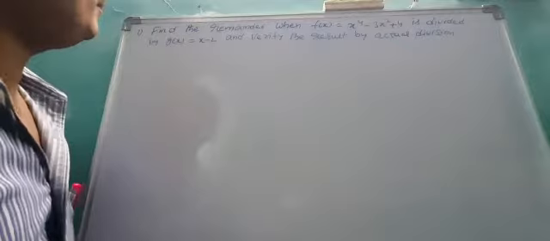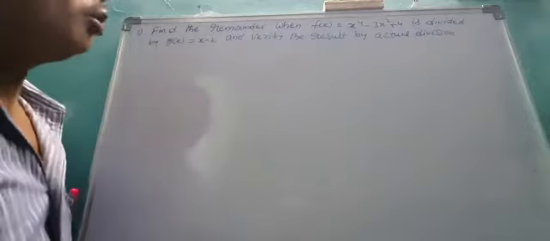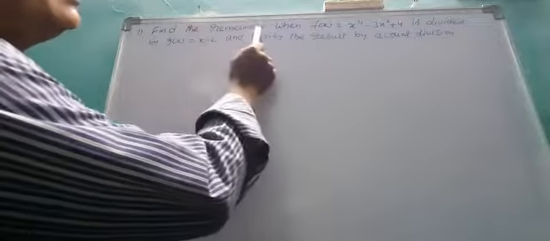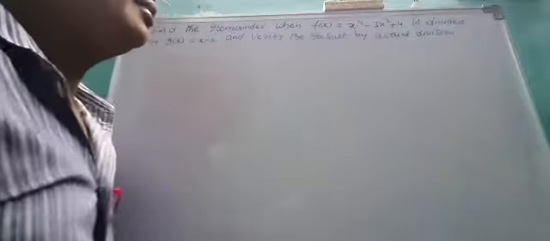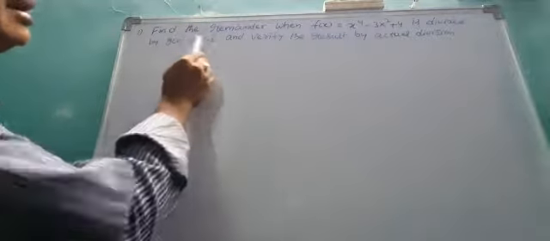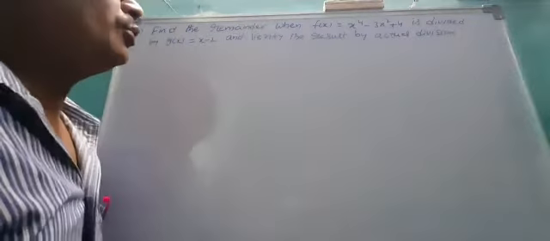Good morning, students. Okay, another problem in the polynomials lesson. Find the remainder when f of x equal to x power 4 minus 3x square plus 4 is divided by g of x equal to x minus 2. Verify the result by actual division.